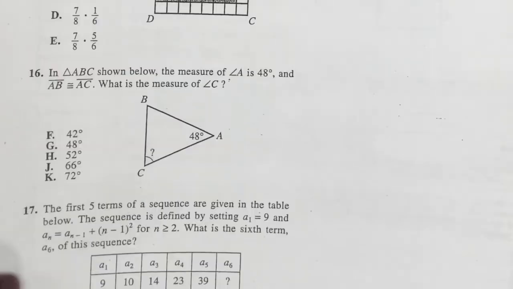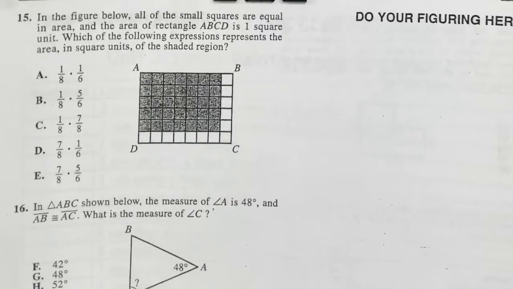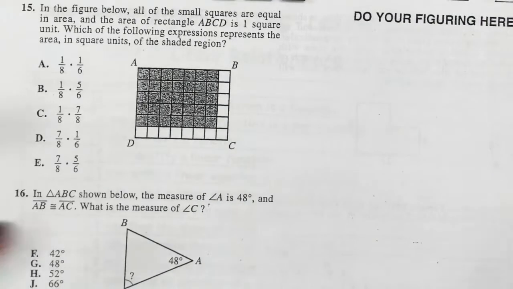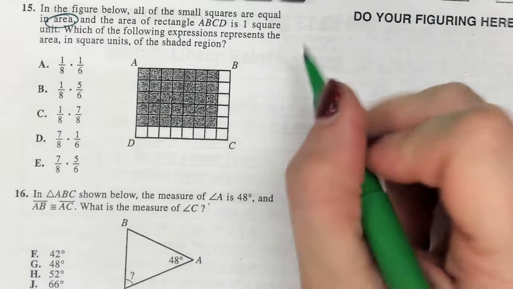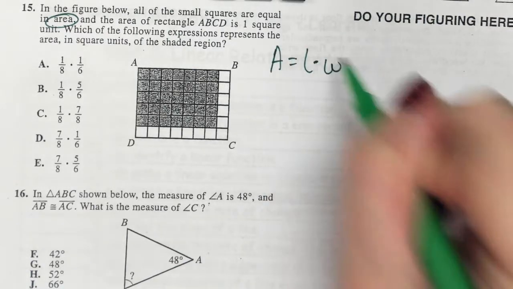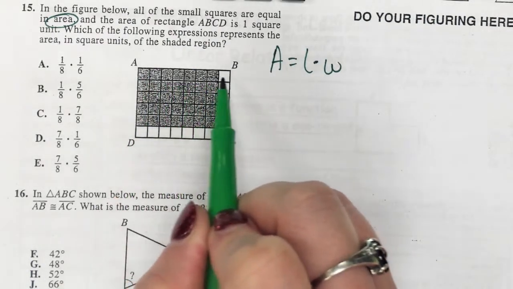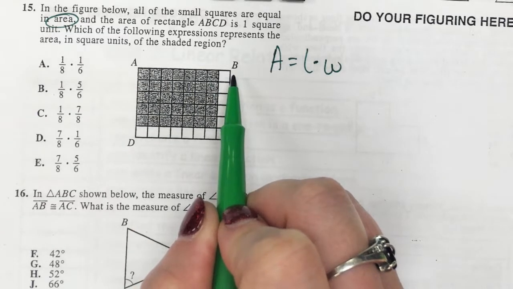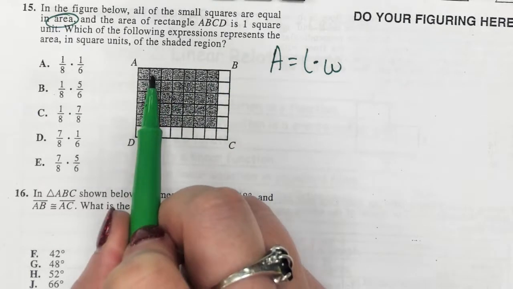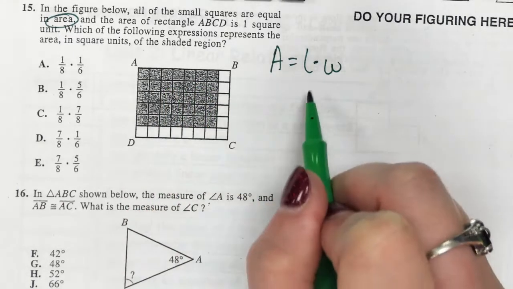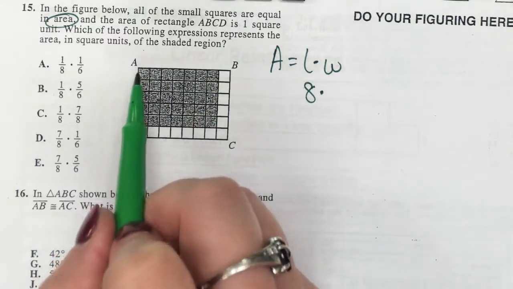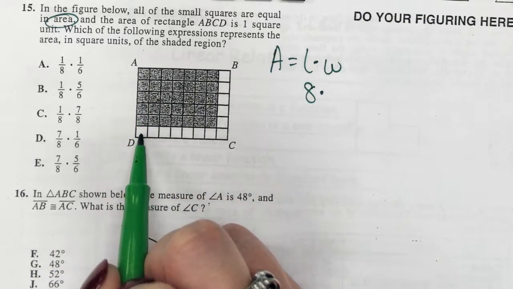Alright, here we go. 15, there was one just like this on the ACT in September, okay? So, what's it want? It wants area, right? So what does area mean to do? Length times width, right? You're going to multiply? All right, so how many across are there total? 3, 4, 5, 6. 1, 2, 3, 4, 5, 6, 7, 8 total. 8 total. And then this way? 1, 2, 3, 4, 5, 6.